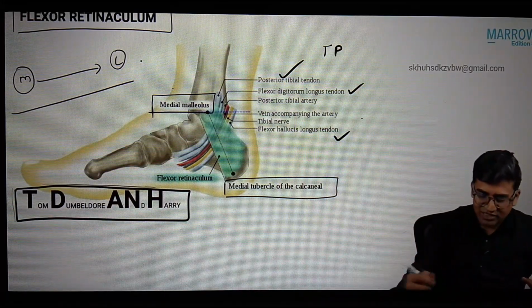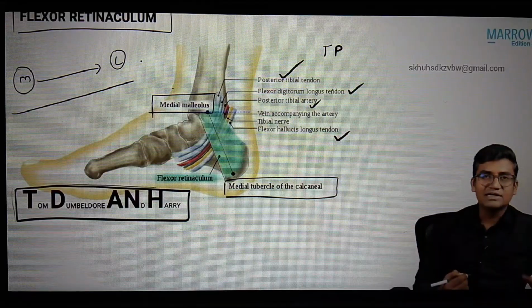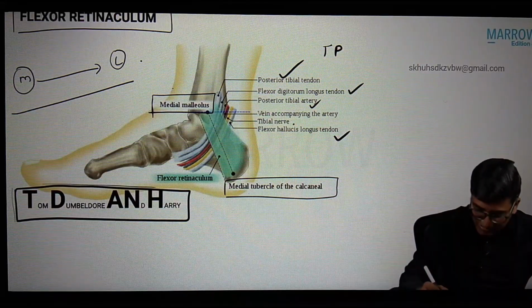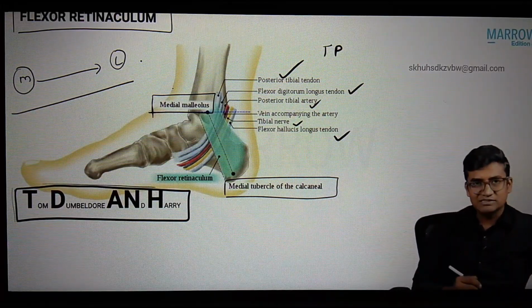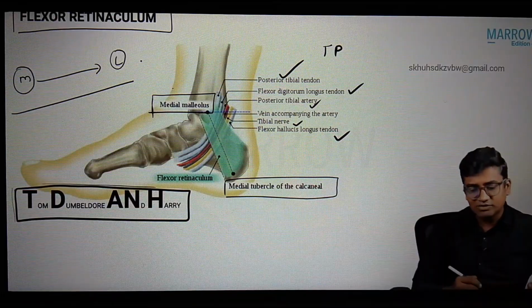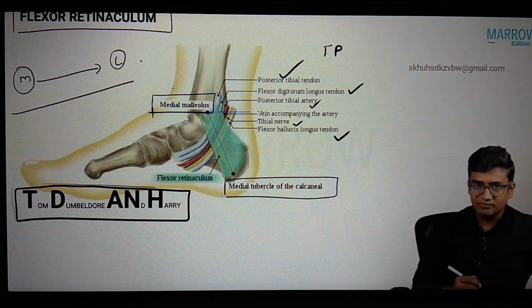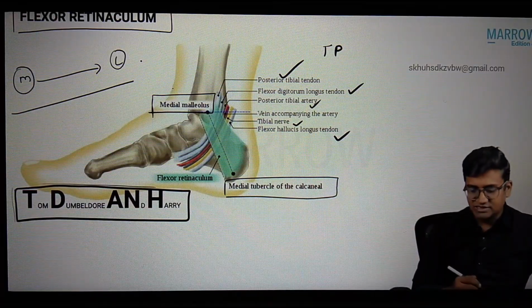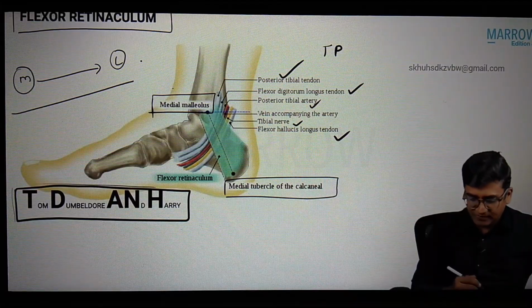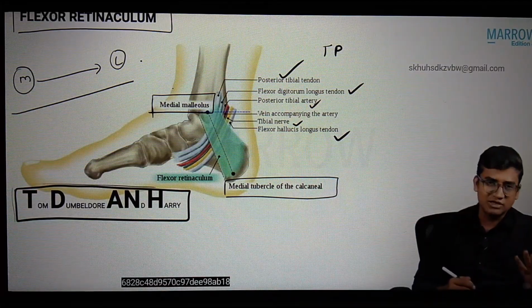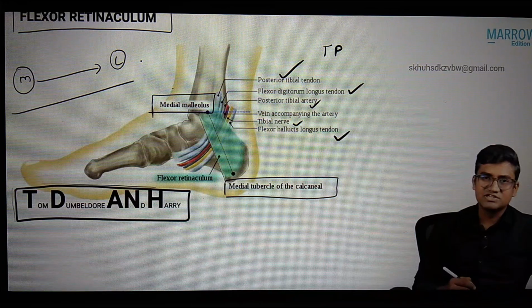So A is the artery. Which artery? Posterior tibial artery. N, nerve. Which nerve? Tibial nerve. So structures passing below the flexor retinaculum of the leg, the sequence medial to lateral: tibialis posterior, flexor digitorum longus, posterior tibial artery, tibial nerve, and flexor hallucis longus. So this is how they are arranged.